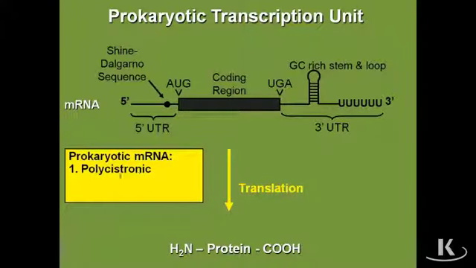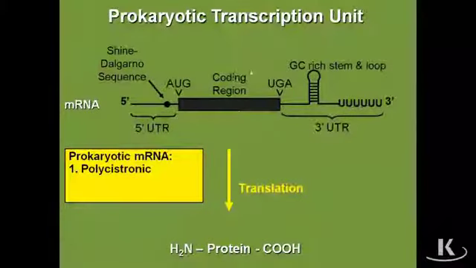Number 1, it may or may not be polycistronic. Let's define what that means. mRNA that's polycistronic contains more than one gene's sequence in that one particular messenger RNA. So there may be up to 3, 4, 5 separate genes encoded by one single messenger RNA. That's what polycistronic means. The word cistron is just an old word for gene. So polycistronic means many genes on one messenger RNA.